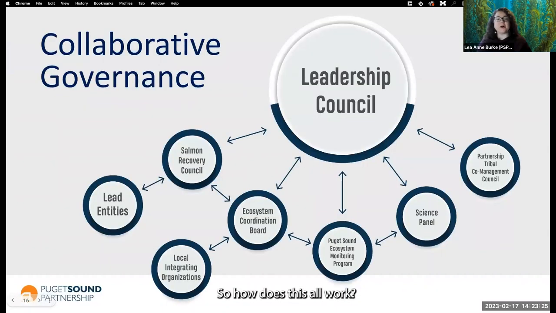Okay, so how does this all work once we've got our internal workings figured out? The partnership has gone to great lengths to include tribal engagement opportunities throughout our entire operations. This slide shows our collaborative government structure within the partnership, which we call the management conference. Some of these boards are set by statute, for example, our leadership council, our science panel, and our ecosystem coordination board. And we are very proud to say that there is tribal representation, of either staff or elected officials, throughout every one of our boards and councils.